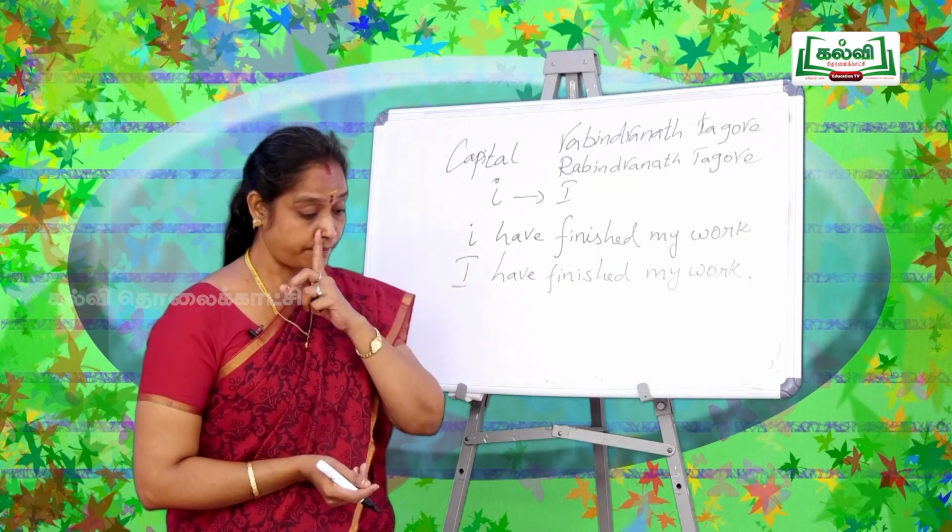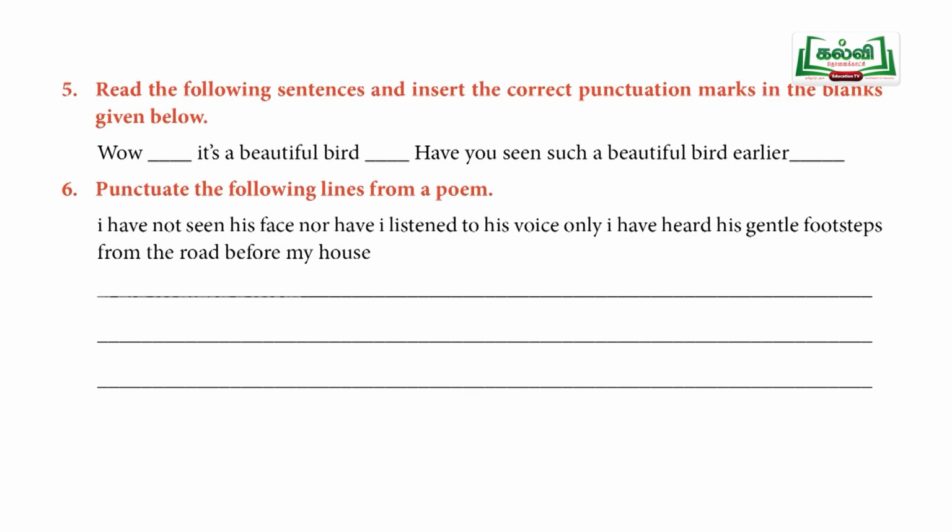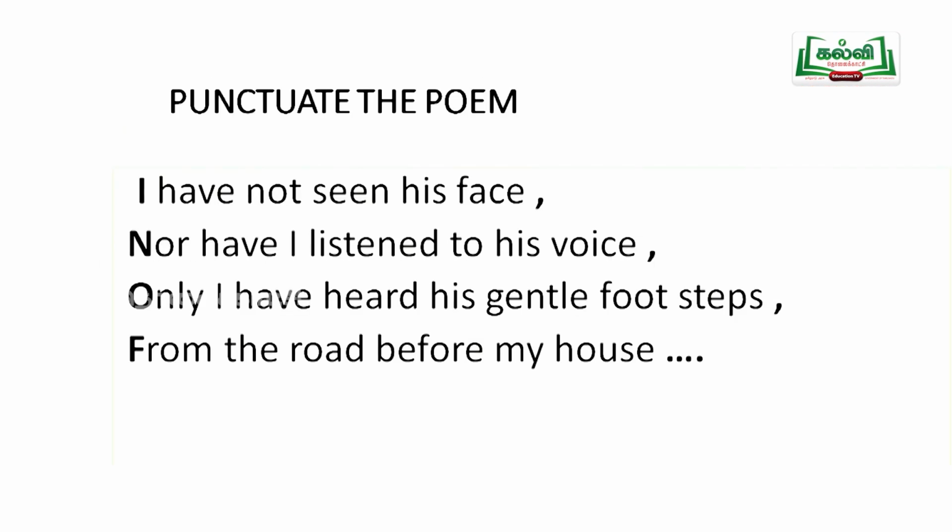Okay, kids. Now in the 6th question, they have asked us to punctuate the poem lines. I have not seen his face. This is the first line. So here we have to use the capital letter I. I have not seen his face. As it is a poem, we cannot have a full stop. So we have to give a comma.